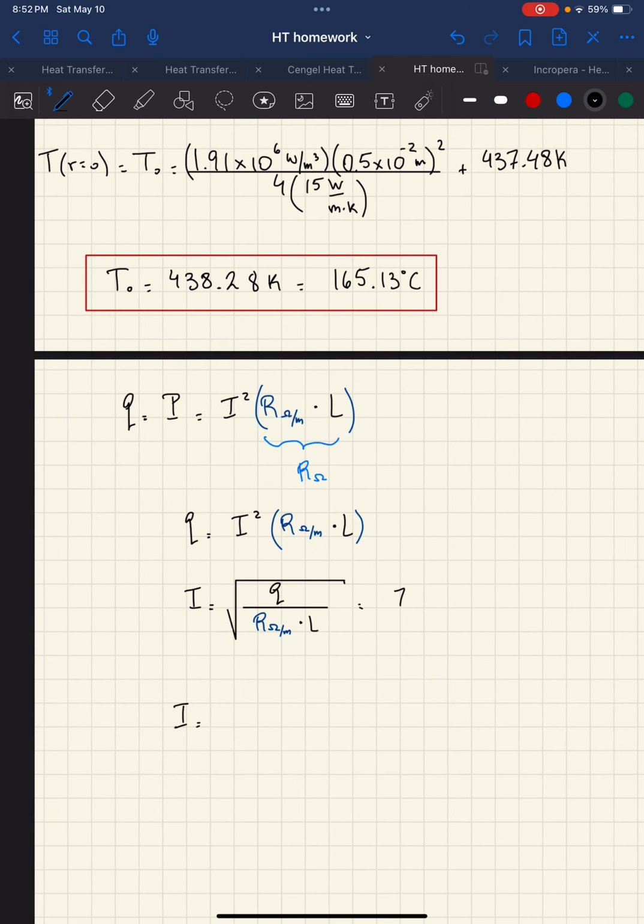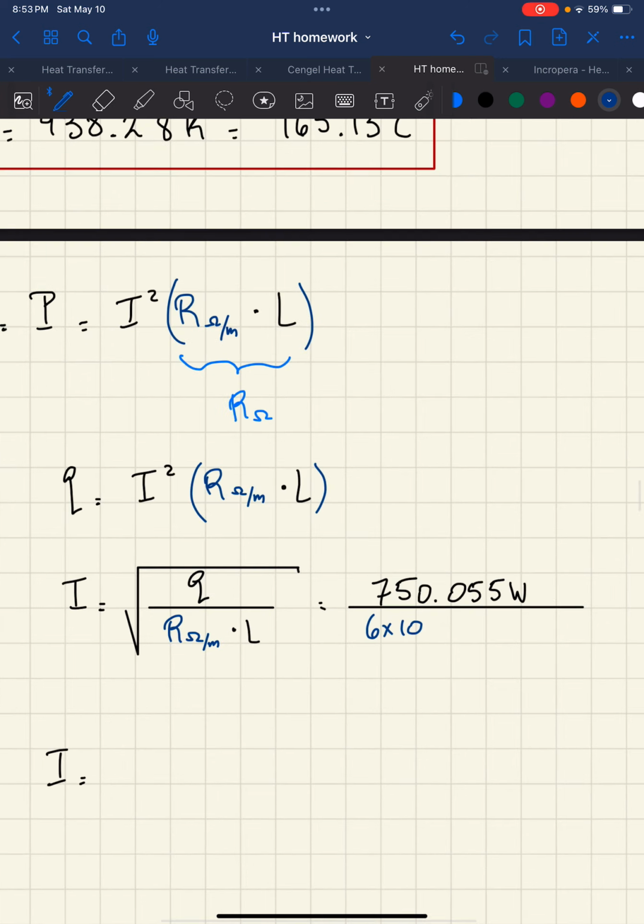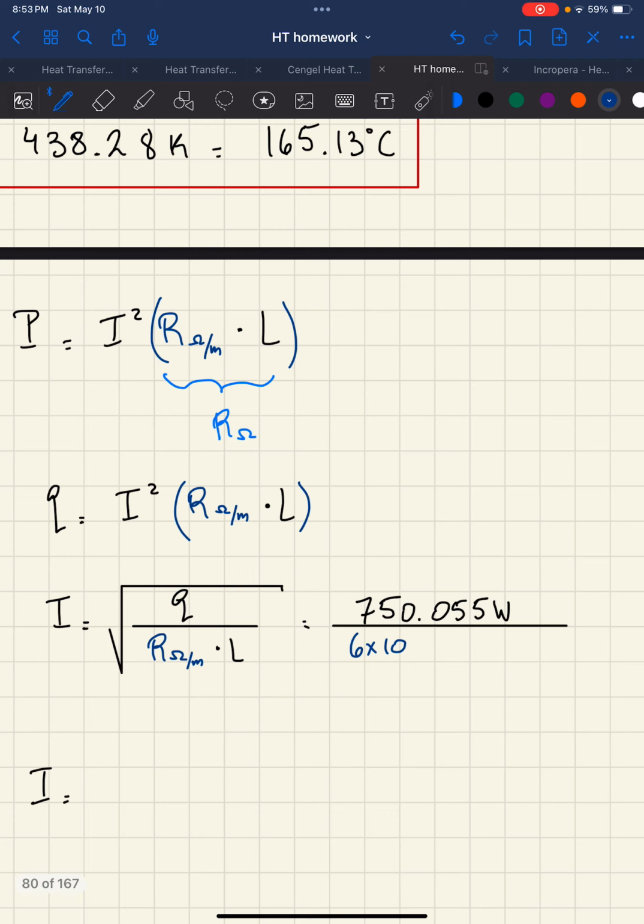So Q is 750.055 watts. They give you the resistance in ohm per meter. And again, this is not just because they want to be mean or anything. This is actually typically how it's done in the field. They'll give it to you in ohm per meter, because then, depending on the length of the power cable, you can find out what the resistance is.